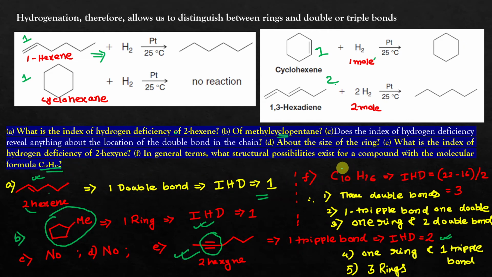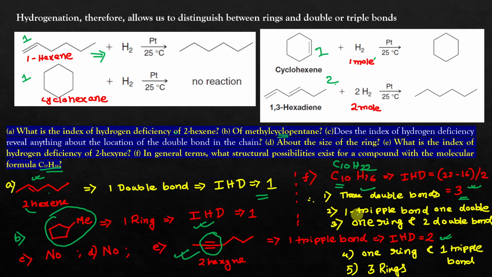For C10H16, we have to determine its corresponding acyclic alkane. The formula of its corresponding acyclic alkane is C10H22. So the IHD will be simply (22 minus 16) divided by 2, so 3. There are basically 5 types of possibilities in these compounds. As it has an IHD of 3, it could have 3 double bonds. Each double bond will contribute 1 IHD, so a total of 3.